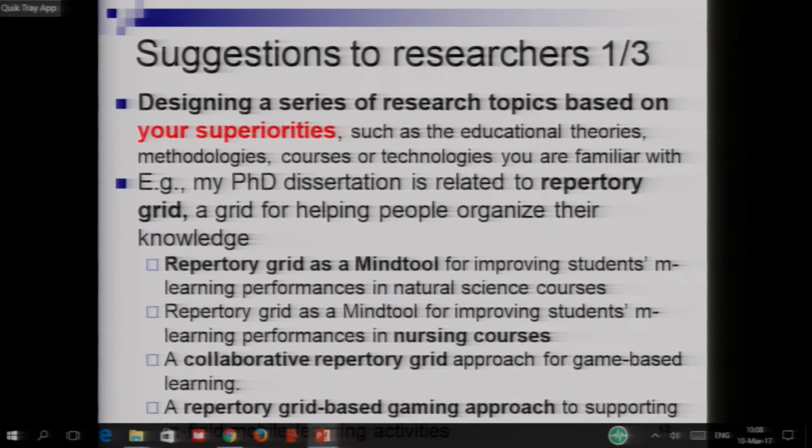I have some suggestions for you. First, you need to design a series of research topics based on your superiorities. What do I mean by superiority? Your strong side. For example, if you are teaching a language called English, or if you are an English teacher, and you try to do some e-learning study, it would be better to design an e-learning study for English teaching, because you know English teaching quite well, if you are an English teacher, right?